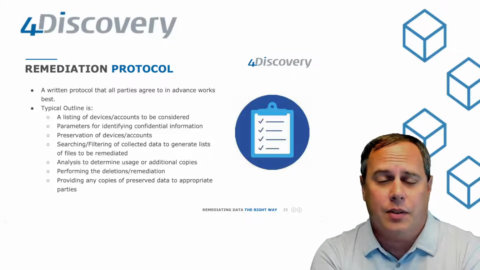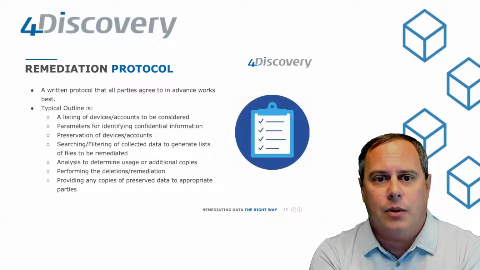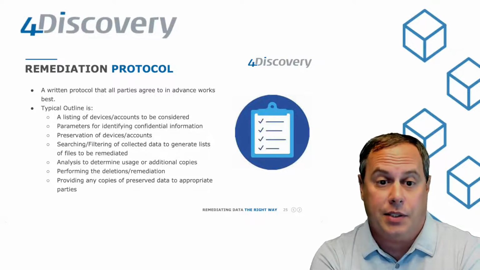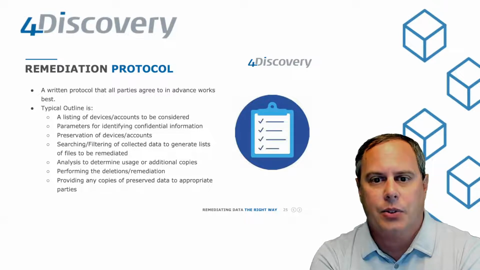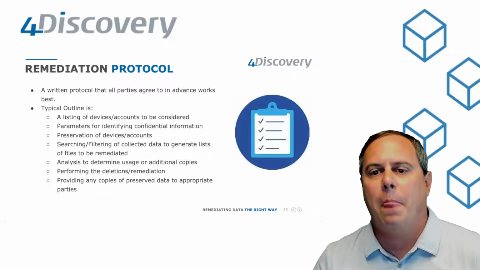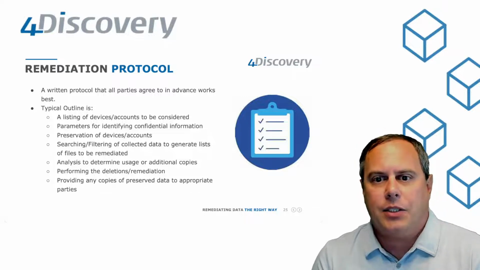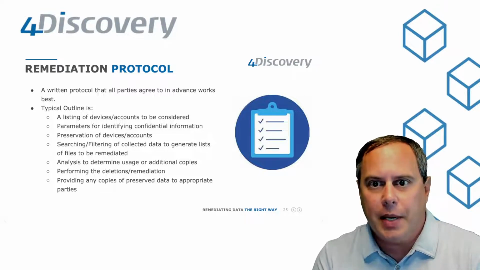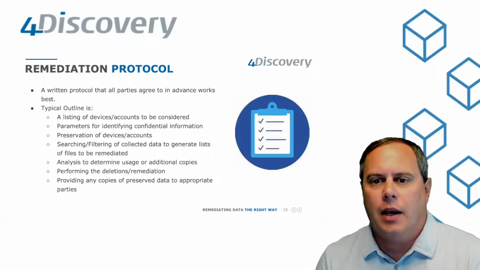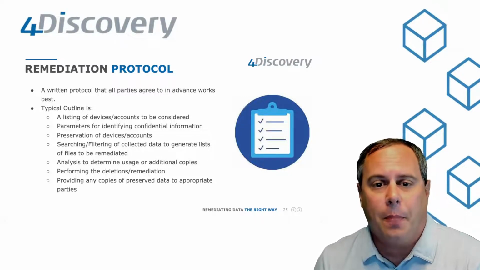Go through a step of preserving these devices and accounts, making a forensic image, or at least preserving that before any remediation is done. We use that list of file names or hash values or search terms to filter all the collected data and say, okay, here's what we found on these devices that match this criteria. Could be by hash, could be by file name, could be by fuzzy matching, but here's what matches. We provide these lists to all parties to review, and generally that will become the list of files that are going to be remediated.